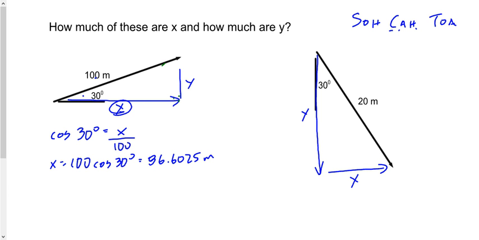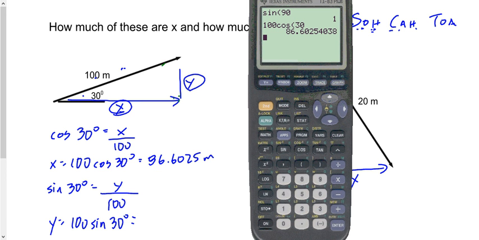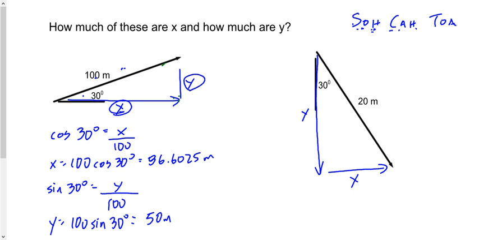Now, to find the y component, that's the opposite side of the triangle. It's the one that's not touching the angle. Opposite, I've got the value of the hypotenuse. The opposite and hypotenuse uses the sine function. So I'm going to say sine 30 degrees is equal to opposite over hypotenuse. And when I do that, I'm going to find that I get 50 meters. 100 sine 30 gives me exactly 50 meters.